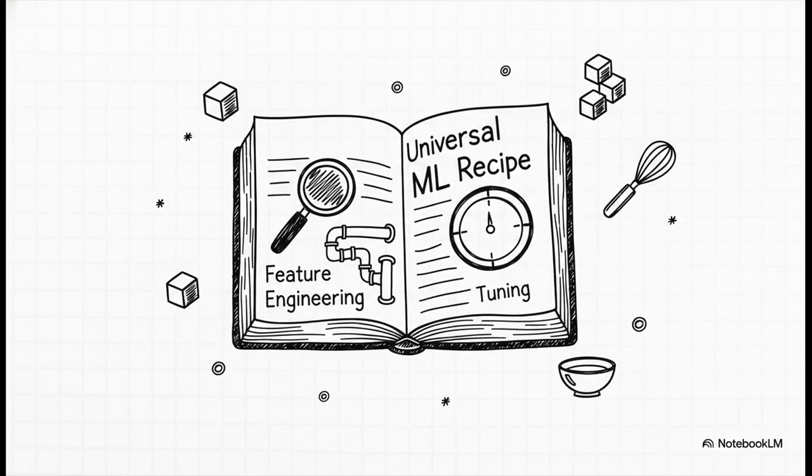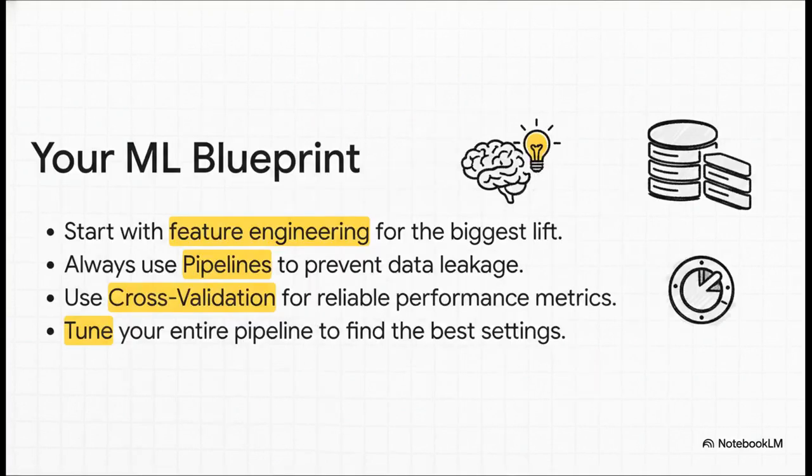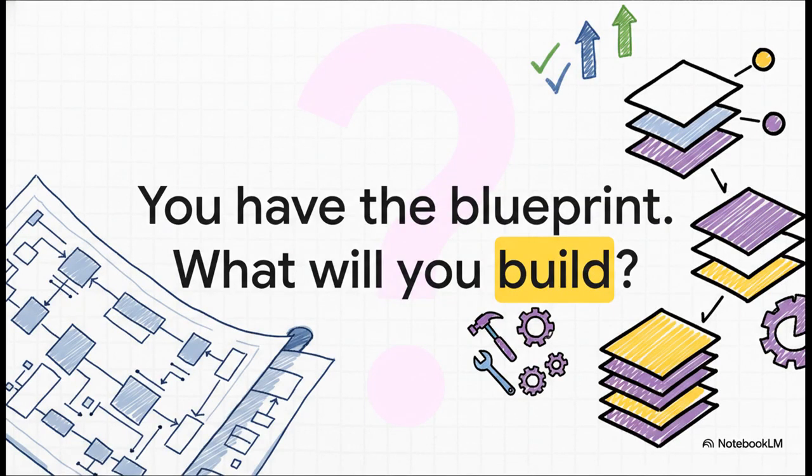So, part 5. This entire workflow isn't just for wine. It's a universal recipe for any ML project. So let's recap the blueprint. Start with features, use pipelines, cross-validate, and then tune. That's it. Now you have the blueprint for models that don't just work in a lab, they work for real. So, what will you build?